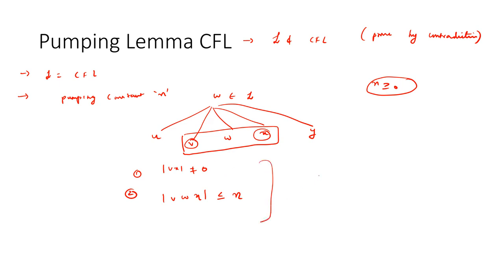Now the pumped string is going to be of the form u v^i w x^i y. So earlier you pumped y, here you pump the partitions v and x, and both these partitions you pump the same number of times, where i is greater than or equal to 0.